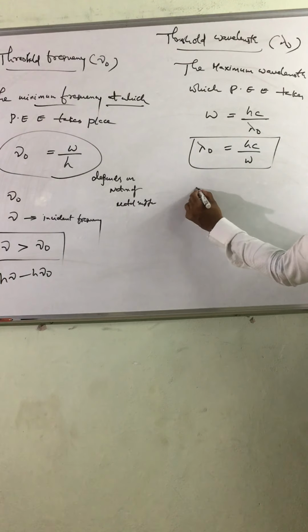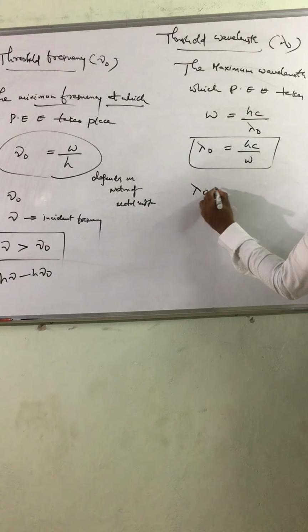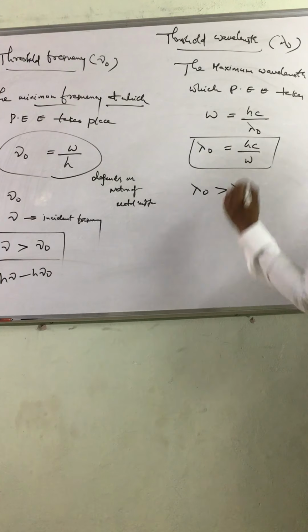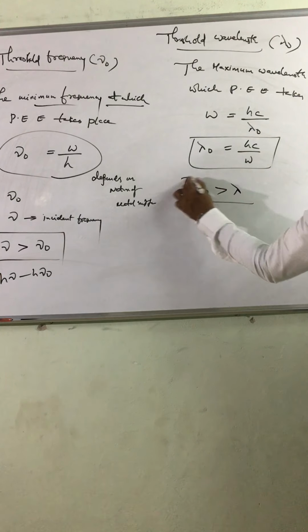So your incident wavelength and threshold wavelength, which is greater? Threshold wavelength is greater than incident wavelength. Lambda naught is greater than lambda.